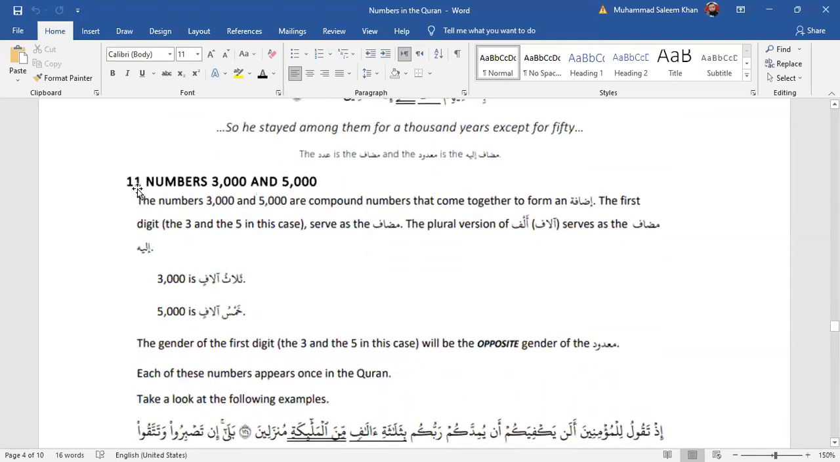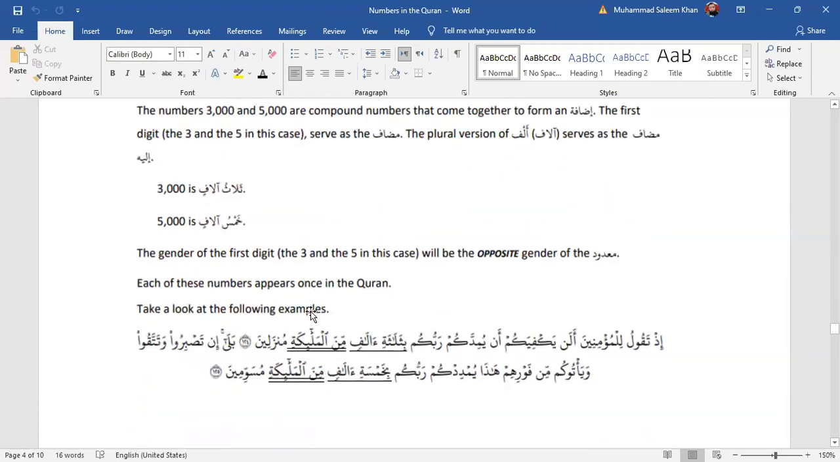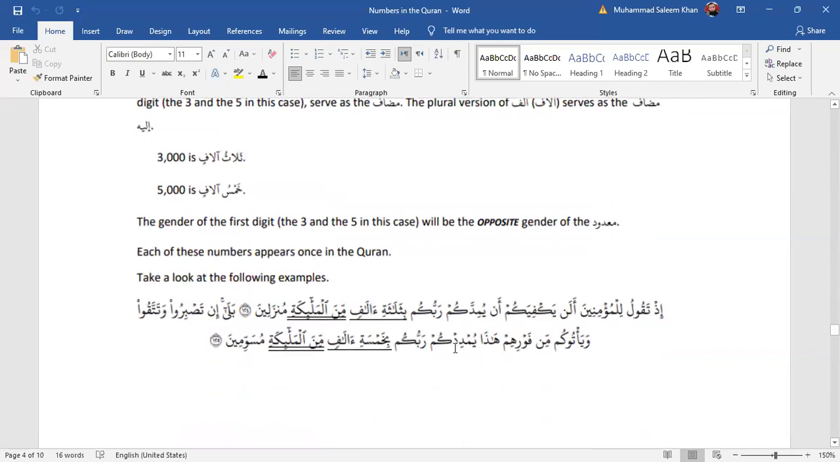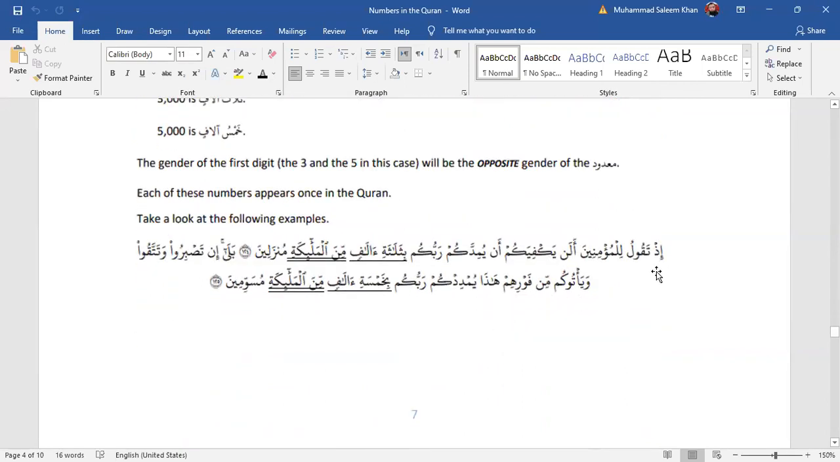Then this 11th set, numbers 3,000 and 5,000. 3,000 is thalathatu alafin, and 5,000 is khamsatu alafin. And mashallah, we have Huffaz al-Quran. You know this verse. Yes, Irfan? Would you mind reading this verse?